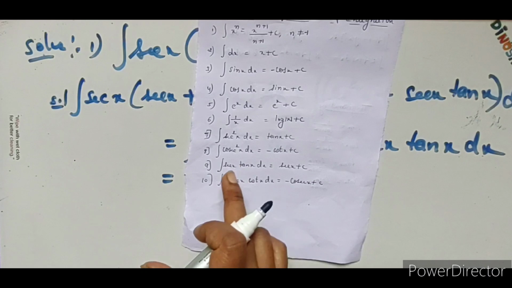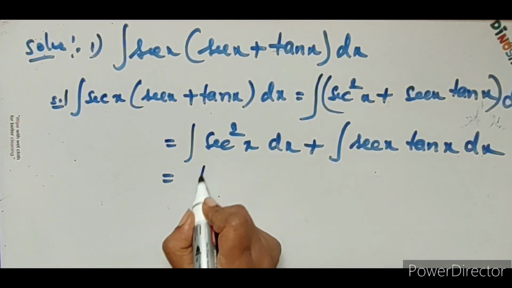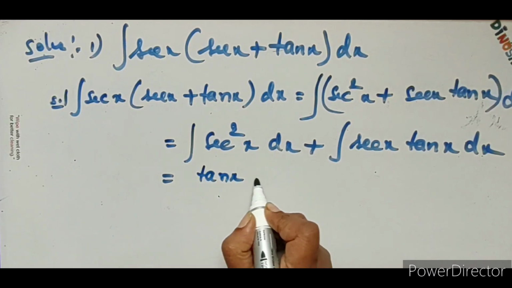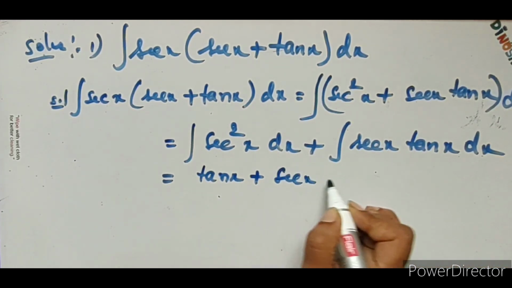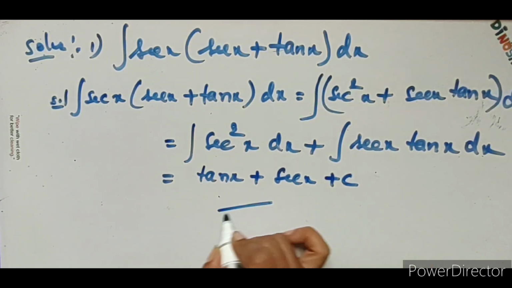We have the standard formula. Integration of secant square x is tan x, and integration of secant x tan x is secant x. So therefore integration of secant square x is nothing but tan x, plus secant x into tan x is secant x, plus the constant of integration c.